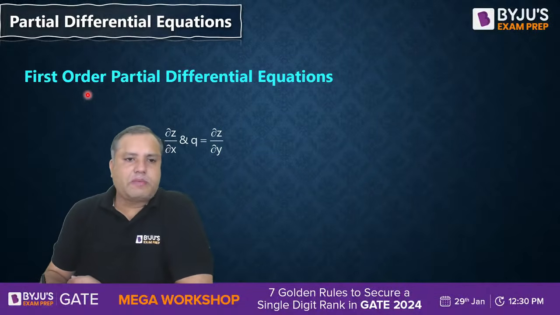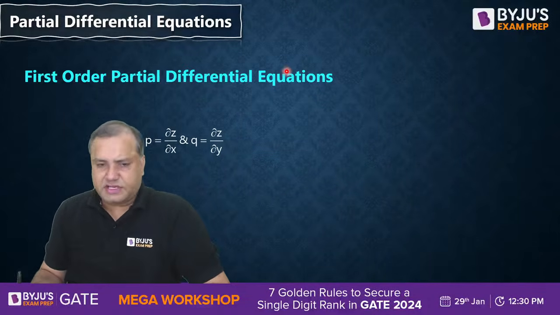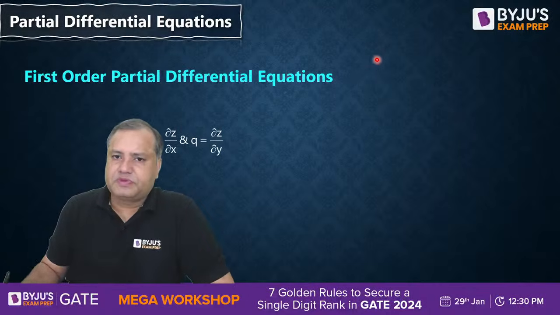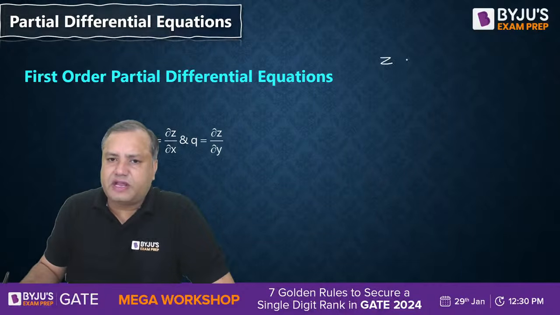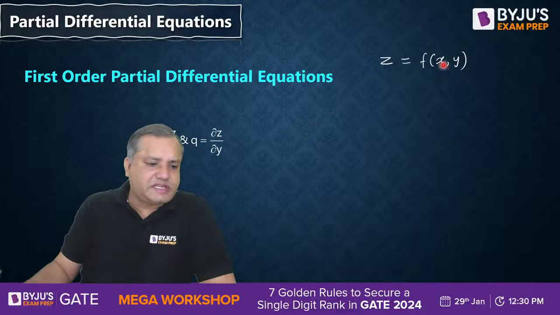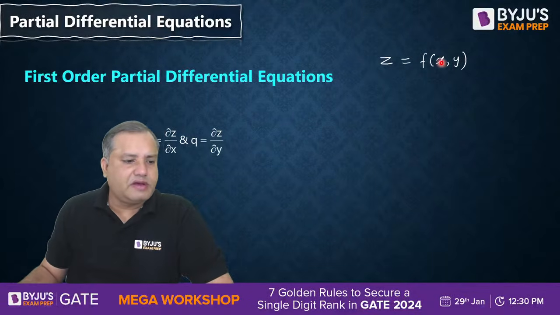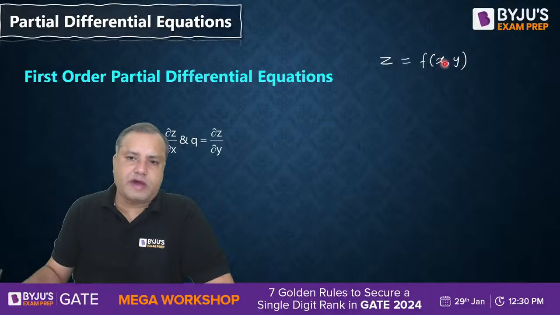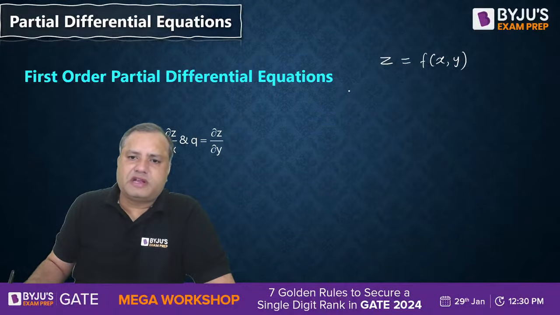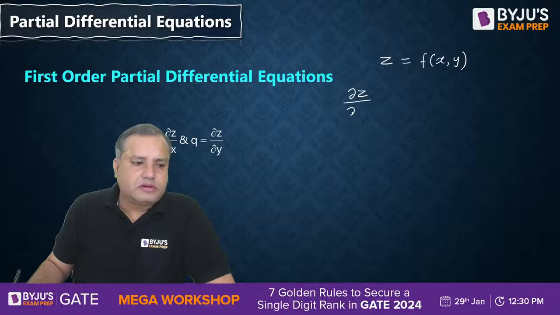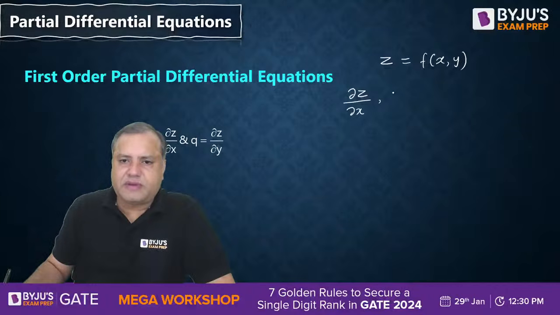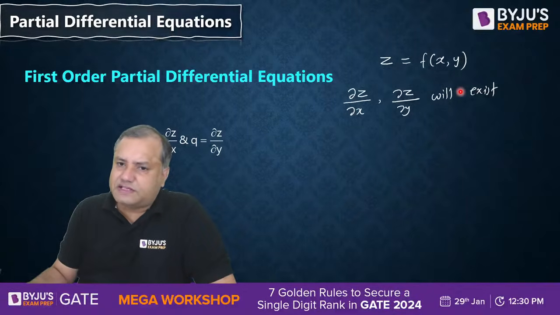We are currently talking about first order differential equations. Listen carefully. If z is the dependent variable, which is a function of two independent variables x and y, then we can definitely say that the two partial derivatives del z by del x and del z by del y will exist. Very good. These two partial derivatives will exist.